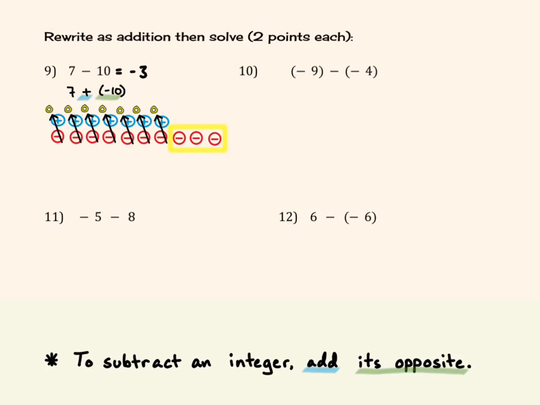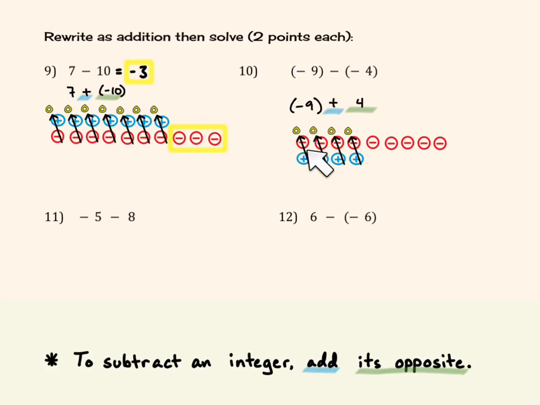For number 10, I have -9. Instead of subtracting, I add. Instead of -4, I have +4. So this is 9 negatives and 4 positives. Some of these cancel each other out, but I'm left with 5 negative signs, so -5.